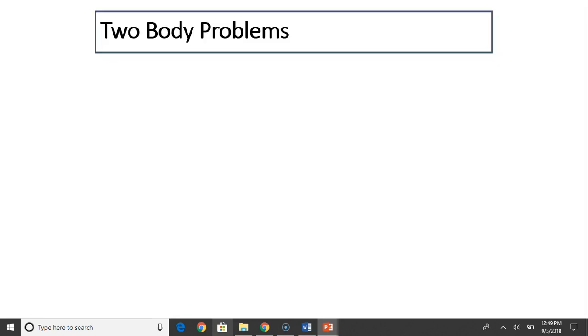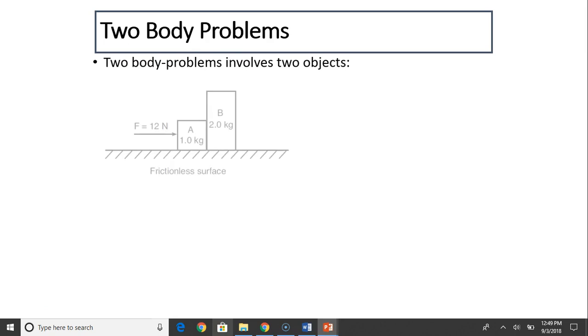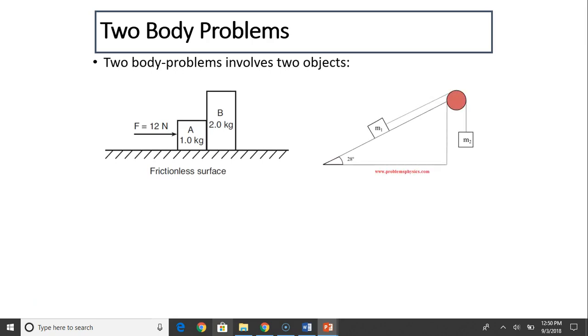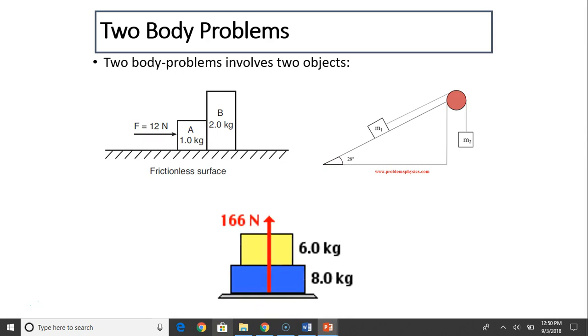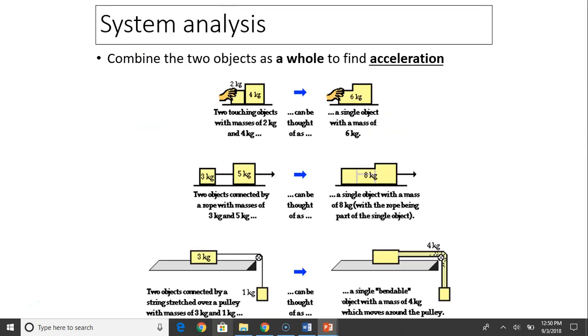Next, let's talk about two-body problems. What is a two-body problem? Two-body problems obviously involve two objects, such as this. Here is an example, another example, and another example. These are all examples involving two objects. There are two ways to analyze two-body problems.